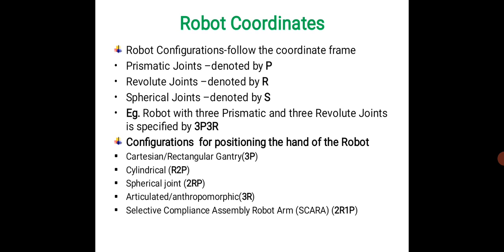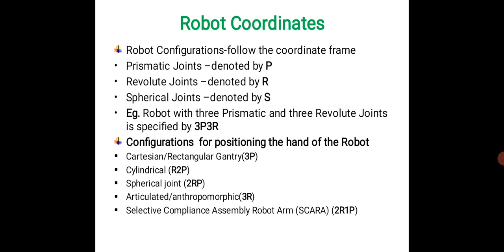And coming to the robot coordinates, here the configuration will follow certain coordinate frames. Before we go into the configurations, we should know how it is denoted. Prismatic joints are denoted by P, revolute joints by R, and spherical joints by S. Suppose a particular robot has 3 prismatic and 3 revolute joints, then it is specified as 3P, 3R.